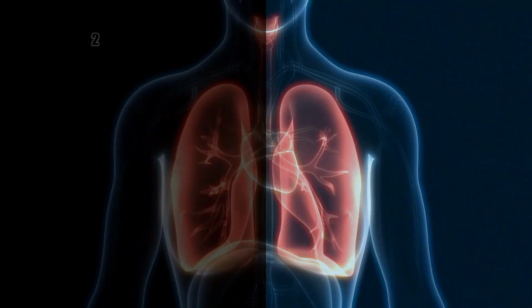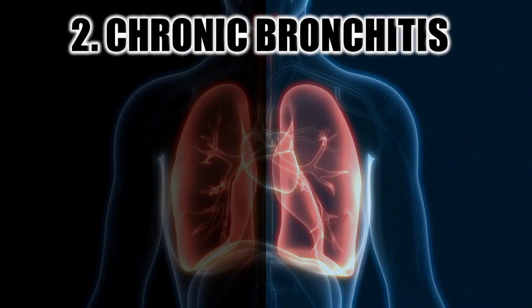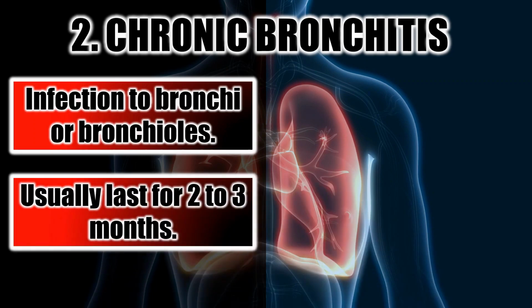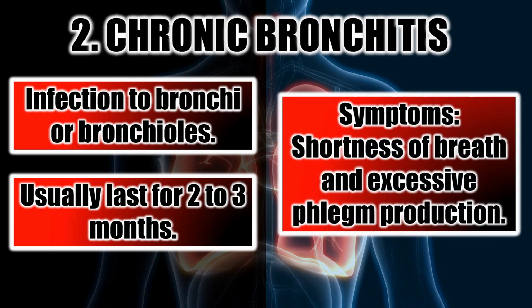Number 2 is a condition called chronic bronchitis. It is characterized by the infection or inflammation of the bronchi or bronchioles. It usually lasts for 2 to 3 months. That is why it is considered a chronic or long-term infection. Symptoms include shortness of breath and excessive phlegm production due to infection.